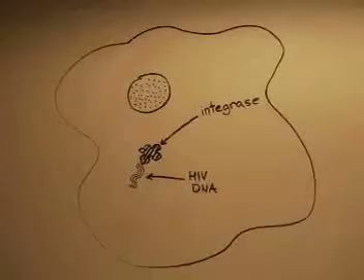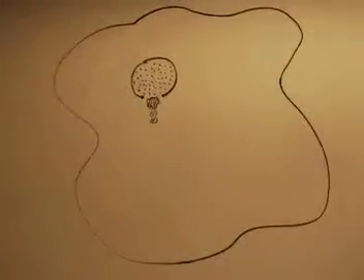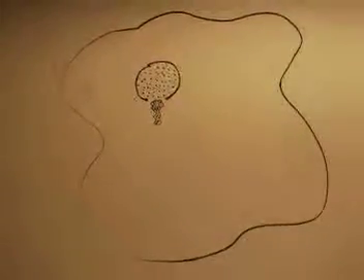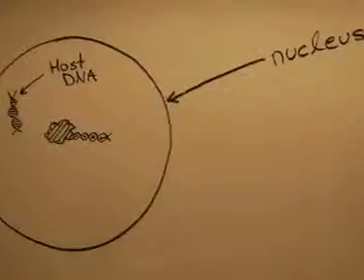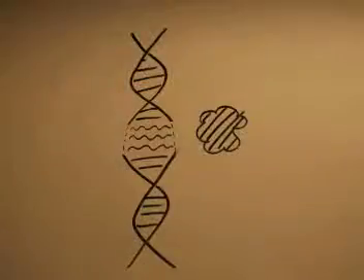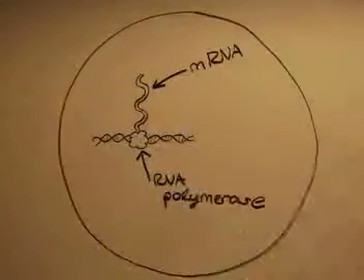An enzyme called integrase grabs hold of that double-stranded DNA and carries it through a nuclear pore into the nucleus of the cell. Within the nucleus of the cell, it finds the host chromosome and makes a nick in the host DNA and allows for HIV to insert itself into the host chromosome, establishing a lifelong connection.